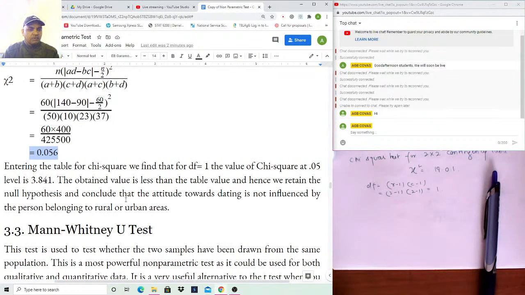So entering the table of chi-square, we find that for degrees of freedom 1, the value of chi-square at 5% level of significance is 3.841. Therefore, the obtained value is less than the table value. Hence, we retain the null hypothesis. That is, our null hypothesis is not rejected, and we conclude that the attitude towards dating is not influenced by whether they belong to a rural or an urban background.